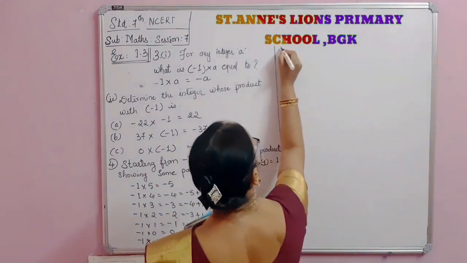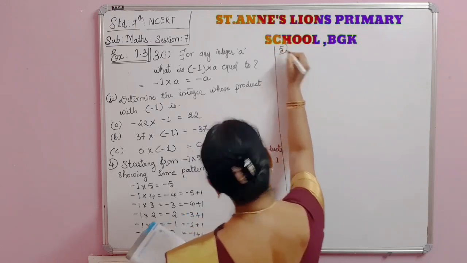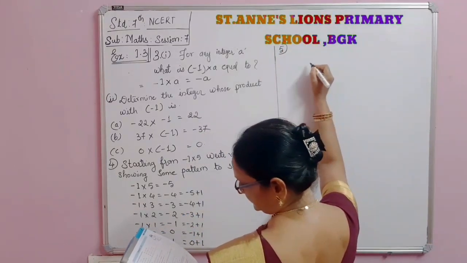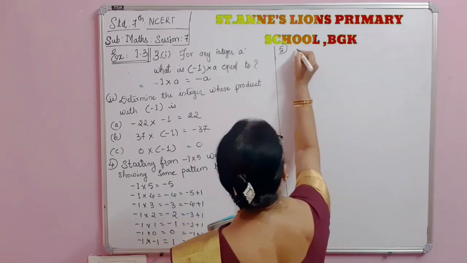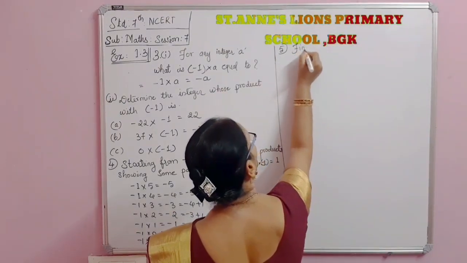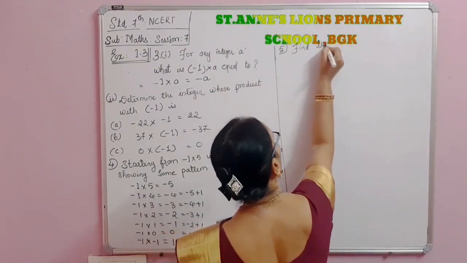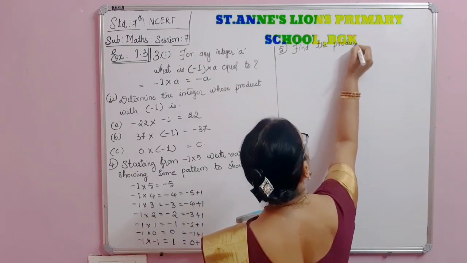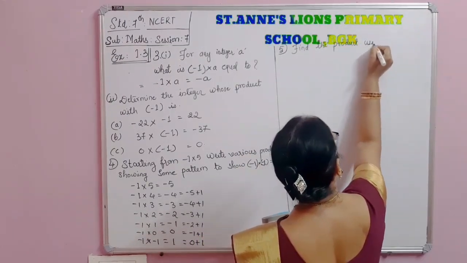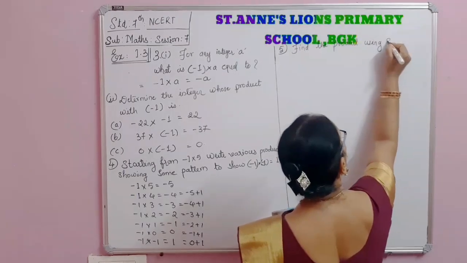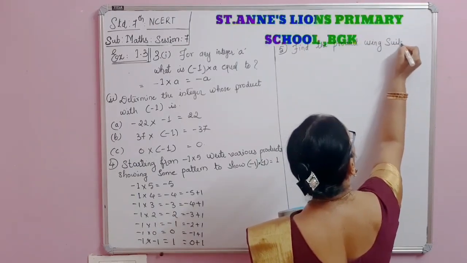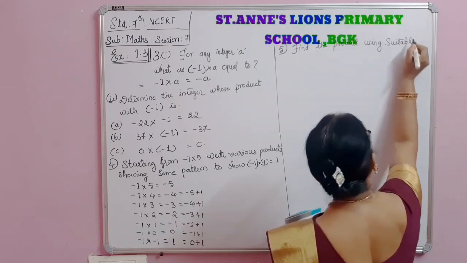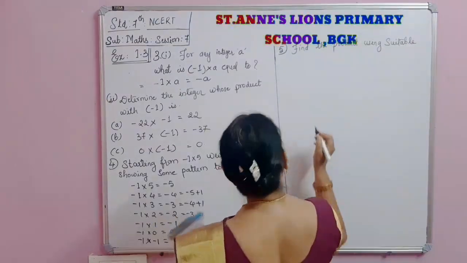Fifth main. Now the fifth main is: find the product using suitable properties.